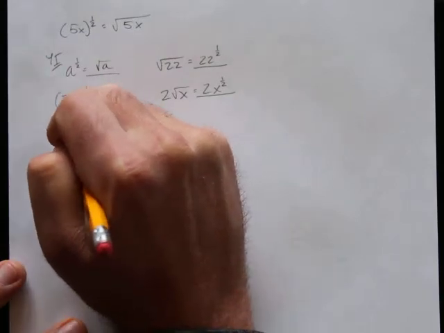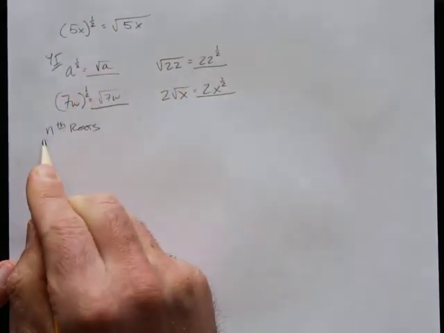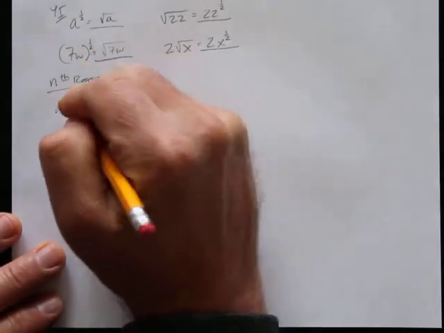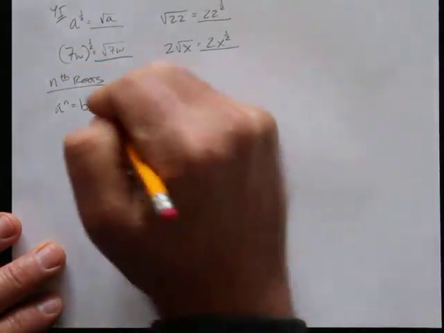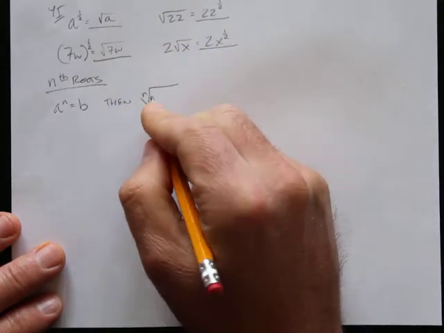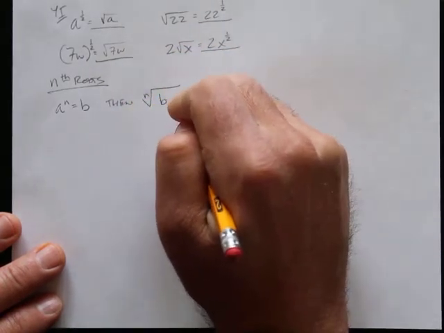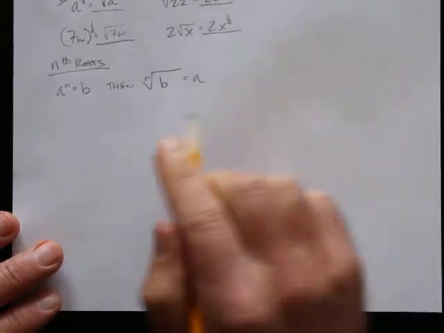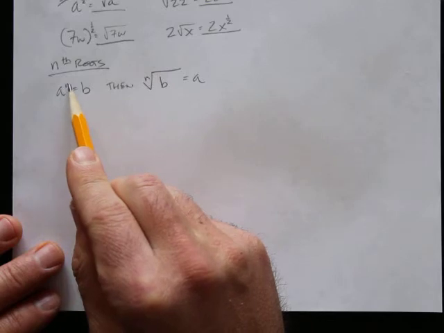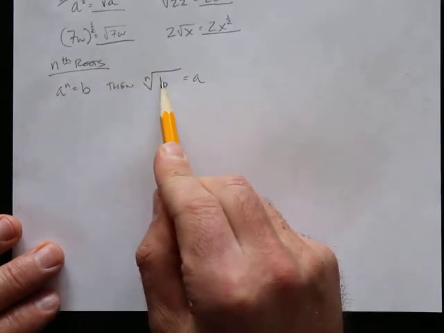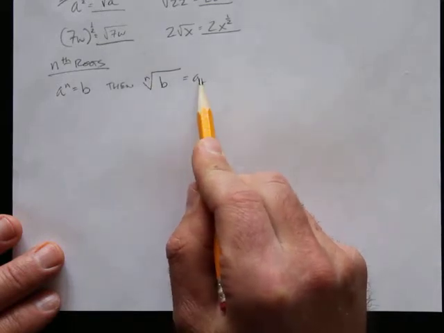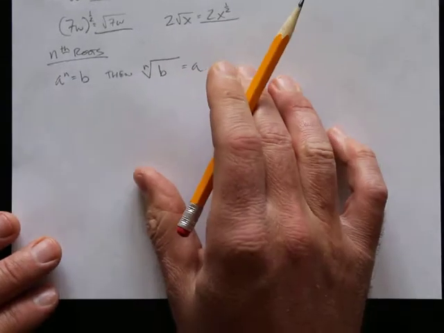Nth roots. If a to the n power equals b, then the nth root of b equals a. Okay, so what we're saying is, if a to whatever power equals b, then b inside this radical with this index number is going to equal a. Let's see if we can figure out what that means.